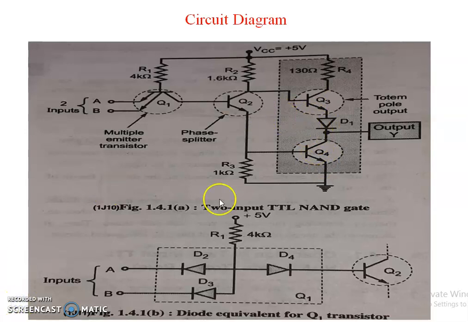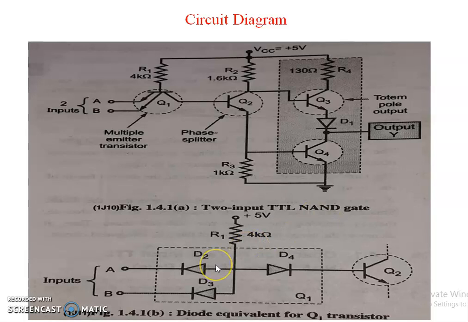Now the third stage is output stage. This stage consists of Q3 and Q4 transistors and diode D1. The arrangement of transistor Q3 and transistor Q4 is called totem pole arrangement. The diode D1 ensures that only one of transistors Q3 and Q4 will be in on state. Both Q3 and Q4 do not conduct simultaneously. This is the structure diagram of two input TTL NAND gate.